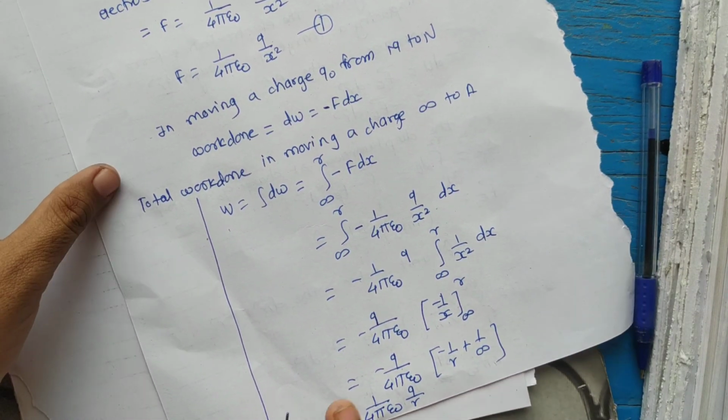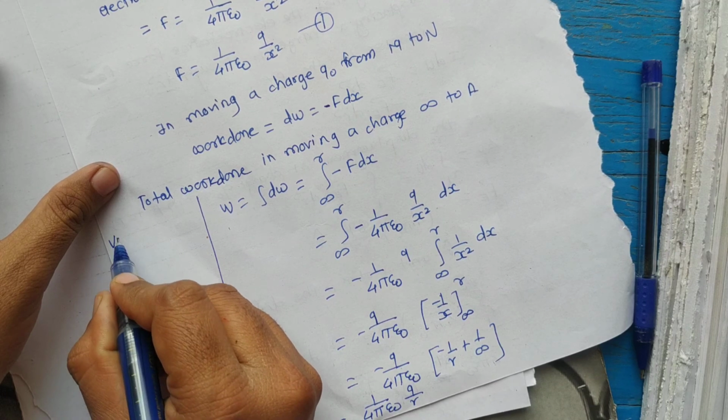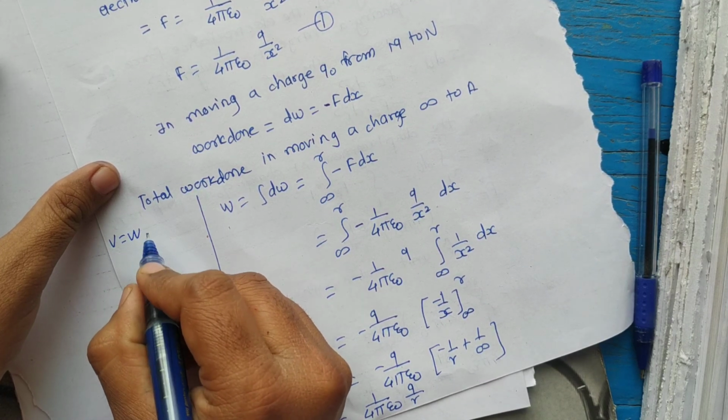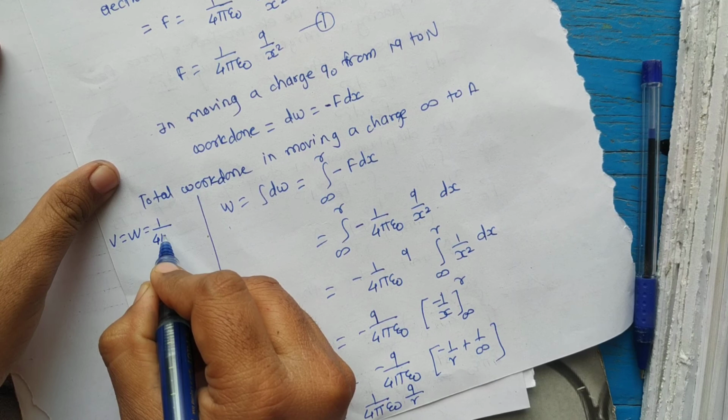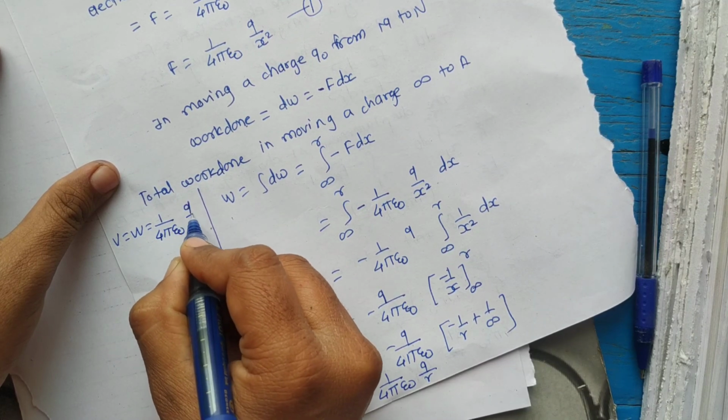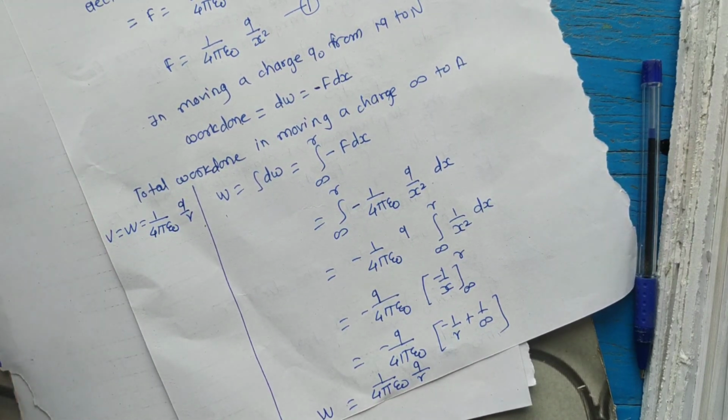But by the definition of the potential, phi is equal to total work done, which is equal to 1 upon 4 pi epsilon naught q divided by R. A positively charged particle produces a positive potential and a negatively charged particle produces a negative potential.